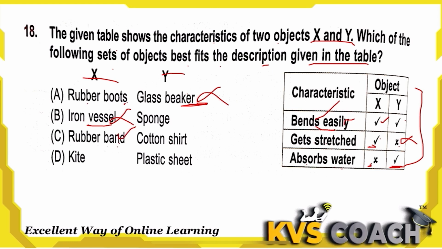Cotton shirt, it bends easily, right. It cannot get stretched, this is also right. And absorbs water, right. So these are the two things which can fulfill X and Y properties, it means option C is the right answer here.